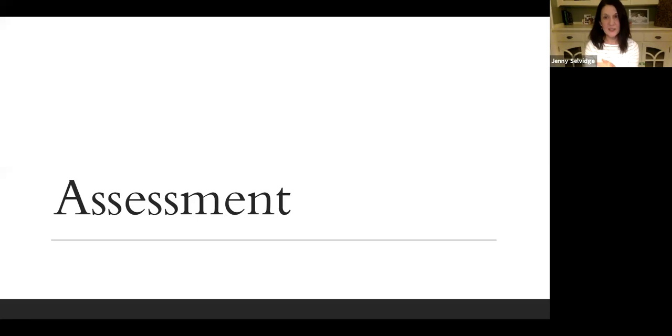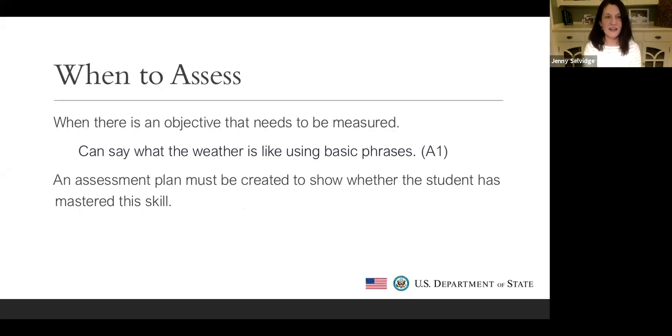Assessment. So assessment is different than correction. Assessment is when you are assigning a grade. So let's go to the next slide. So you assess when there's an objective that needs to be measured.